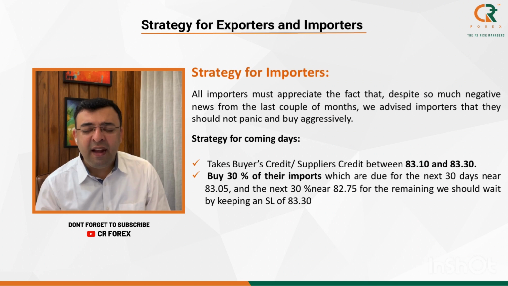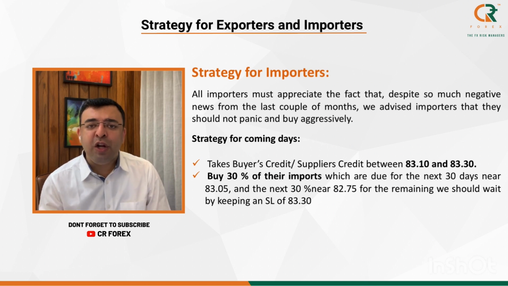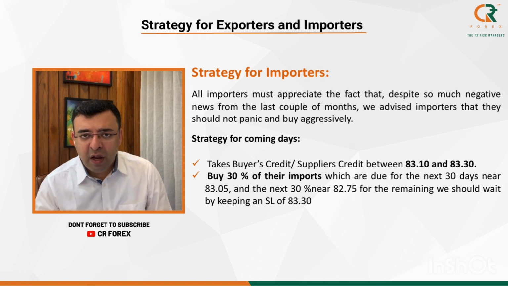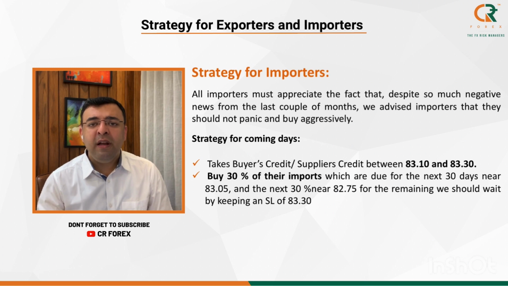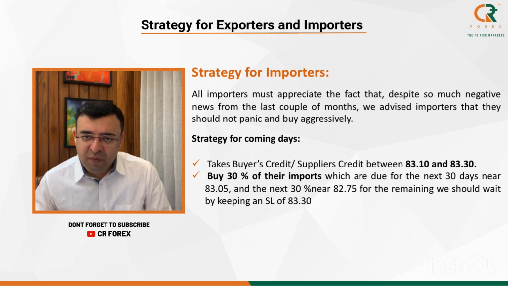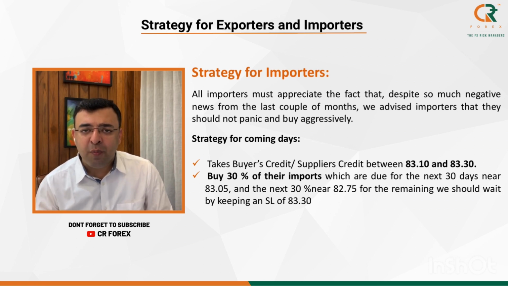Second strategy is that they can buy 30% of their imports which are getting due in the next 30 days near 83.05 kind of a level. For the remaining position, say the next 30%, they can participate near 82.75. For the remaining position, they should wait with a stop loss of 83.30.